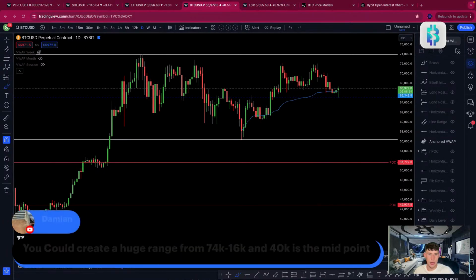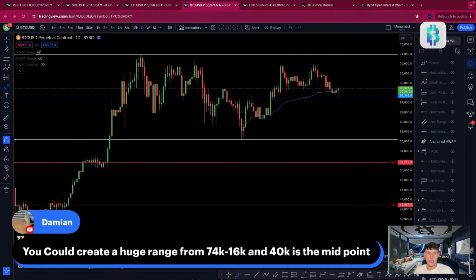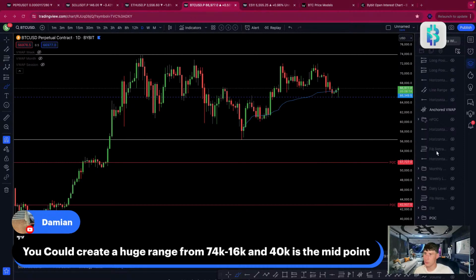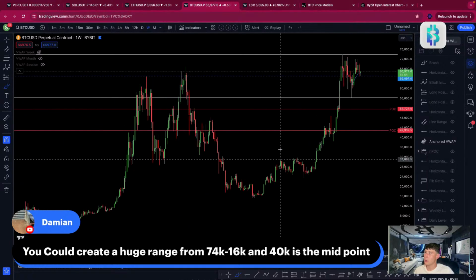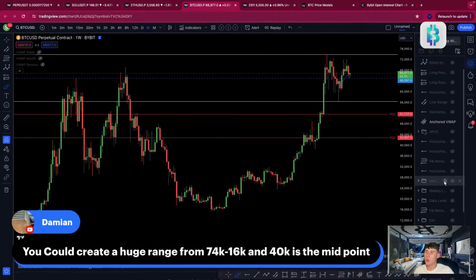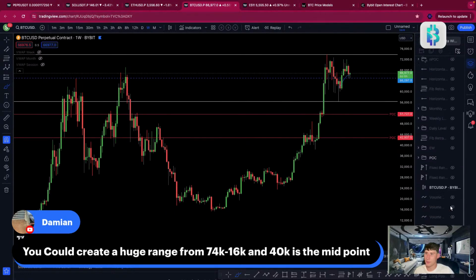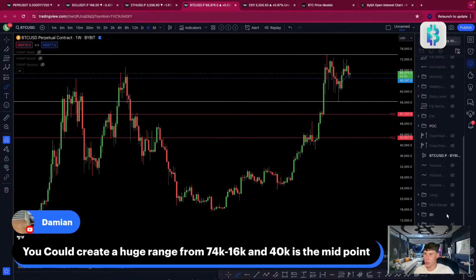Could you create a huge range from 74 to 16K, with 40K as the mid range? Yeah, I've actually got that marked on the chart somewhere. I was talking about this a while back. I've probably deleted it now, to be honest. But yeah, I can draw it.